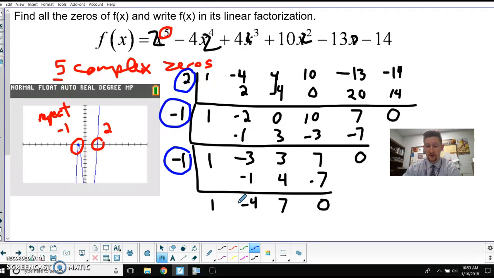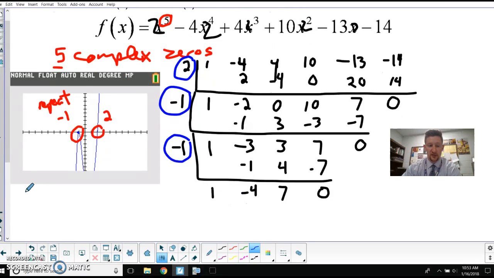Okay. So at this point, let's recap what we've got going on. If we're looking for zeros, we've got 3 of them so far. It would be -1 and -1, count it twice, and 2. So I got 3 real zeros, and now I need the 2 imaginary or complex zeros to go with it to make a total of 5.